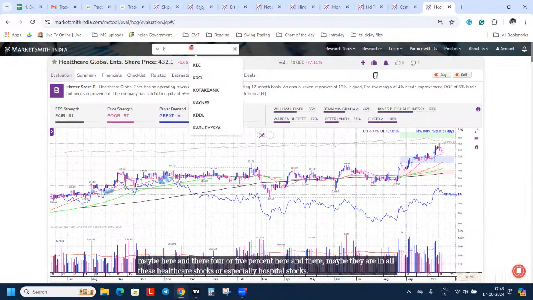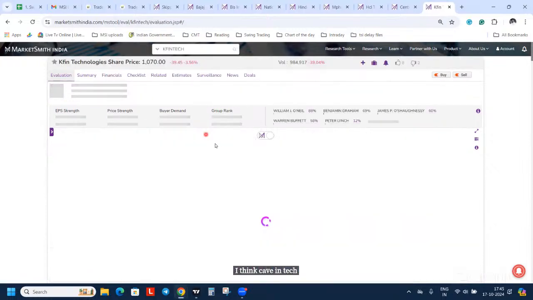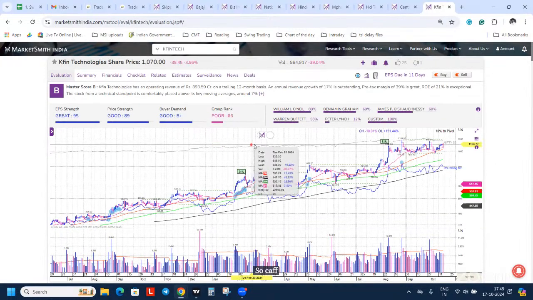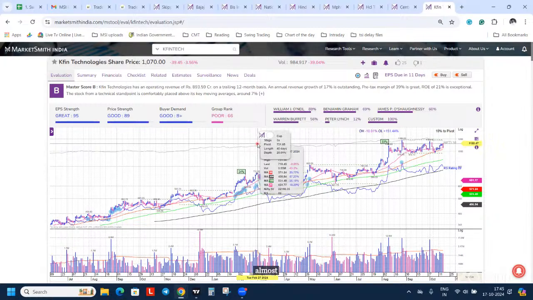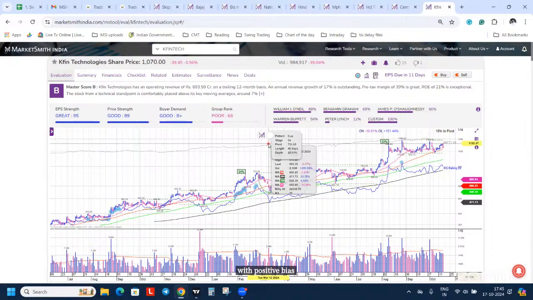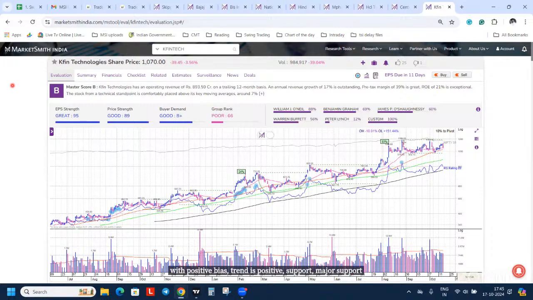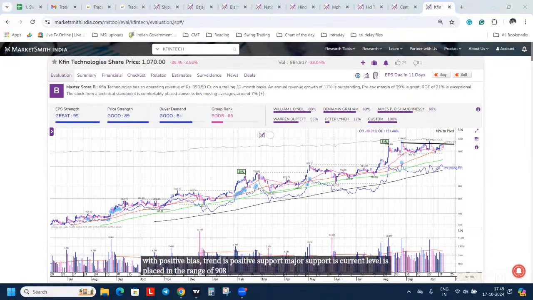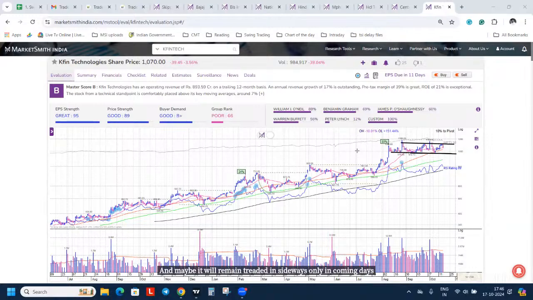Next, KFin Tech. For almost the last couple of months it has been sideways with a positive bias. The trend is positive. Major support at the current level is in the range of 908 approximately, the 50 DMA is at 1000 to 1030 rupees, and then again major support is placed around 980 rupees. For the last couple of months the stock is trending in the range of 1150 to almost 980, and it may remain sideways in coming days. Only a fall below 980, which is almost 8 to 9% from the current level, would mean negativity. Otherwise, it is a sideways trend.